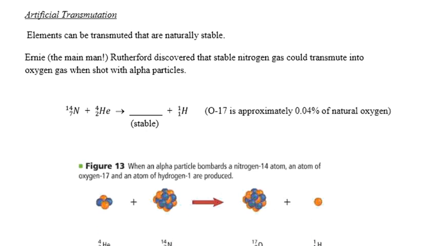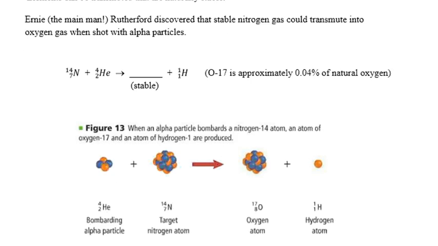The second type of transmutation is artificial transmutation, or elements that can be transmuted that are naturally stable. So Ernest Rutherford, if you remember him, he found out that most of an atom is composed of empty space, discovered that if he bombarded nitrogen gas with alpha particles, the nitrogen would convert into oxygen-17 by giving off a hydrogen atom.